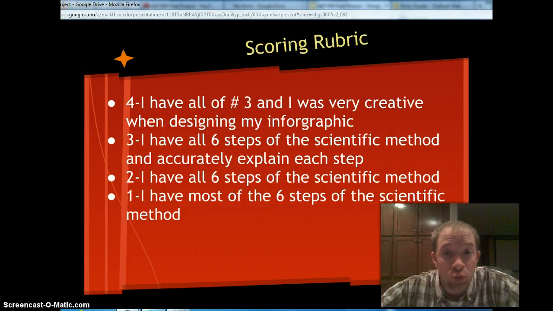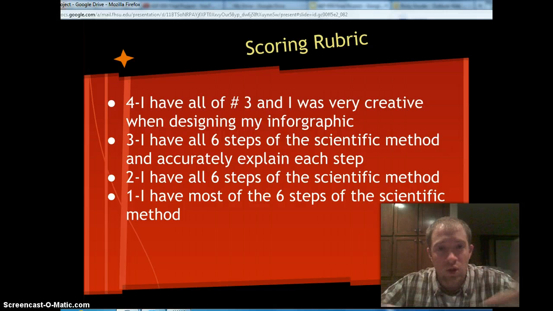Scoring rubric, like always, we're going to have a 1 through 4 system. We'll start off with a 3 because that's what you're all aiming for. That is, you have all 6 steps of the scientific method, you accurately explain each step, and you put them in the correct order. Now, I don't care if they're thrown all over the page on the infographic, but I want them to be in order, where number 1 is question, number 2 is hypothesis, and so on and so forth.